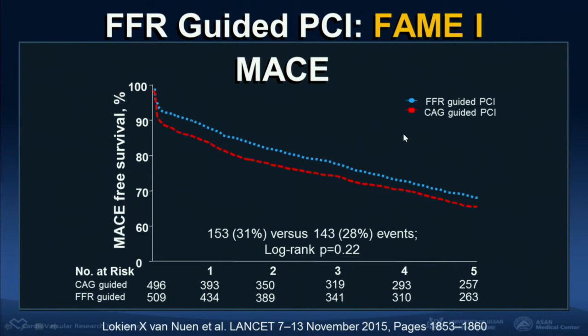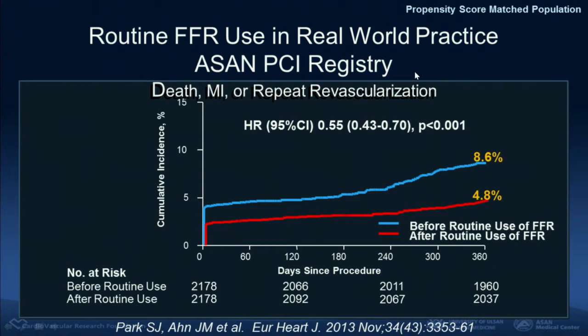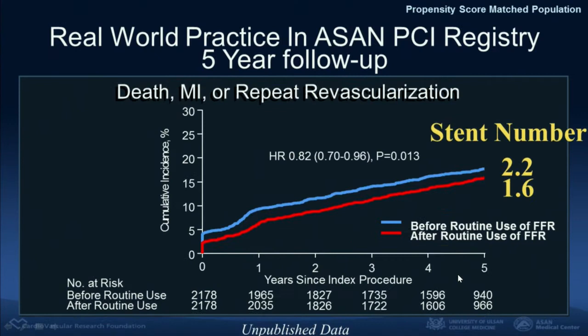Then this kind of randomized trial should be replicated in real-world practice. So the Asan PCI registry reproduced the randomized trial result. After routine use of FFR, MACE rate, death, MI, repeat intervention significantly reduced. 1 year outcome was already published. This year, we followed 5 years, and the clinical benefit in death, MI, repeat intervention was maintained up to 5 years. In addition, stent number was 2.2 before routine use of FFR, and 1.6 after routine use of FFR. So if you use FFR routinely in your clinical practice, you can obtain a very favorable patient outcome with less use of stent. So the randomized trial result was reproduced in real-world practice.